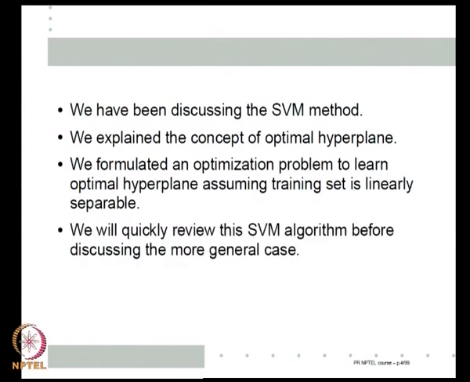So, what we will do in this class is we quickly review, we start with the optimization formulation again, quickly go through the dual, and then move on and see how we can do the same formulation in general, even when the training set is not linearly separable.